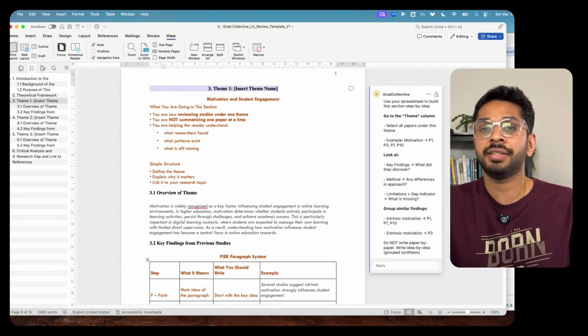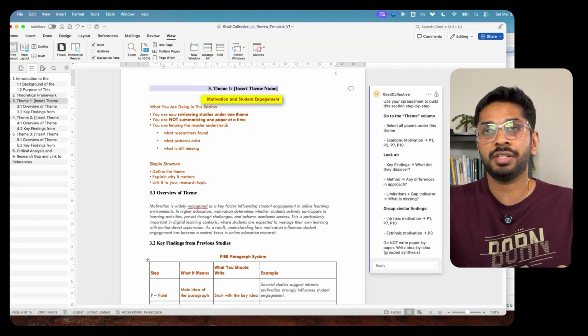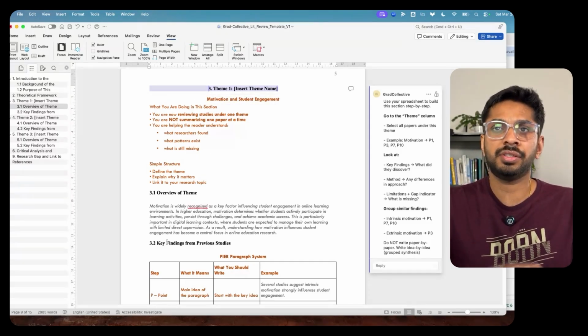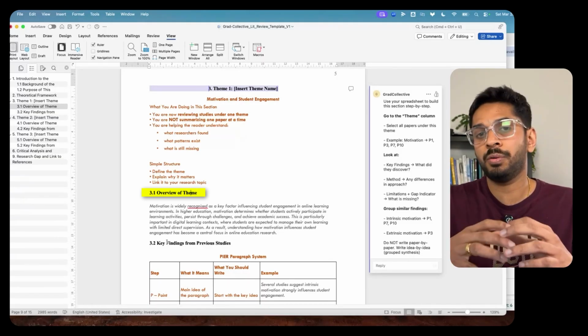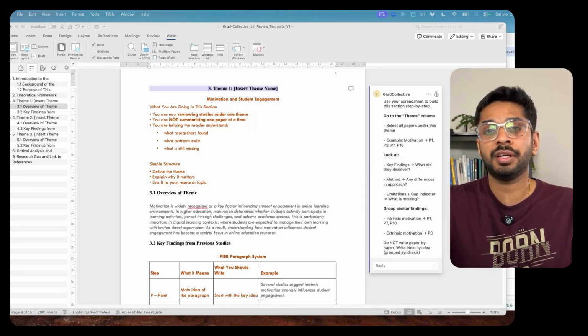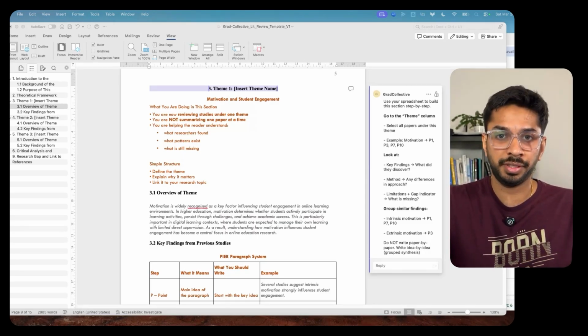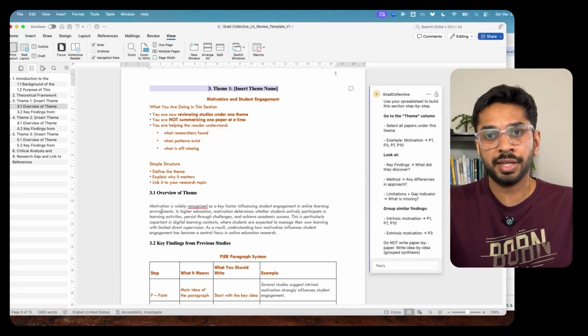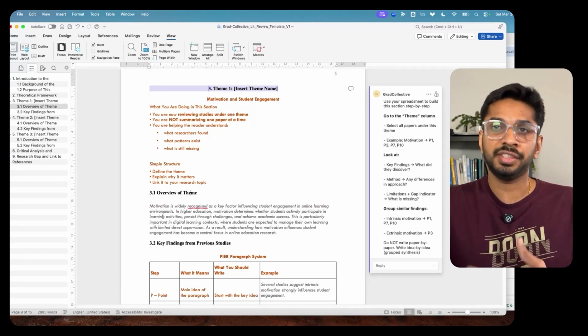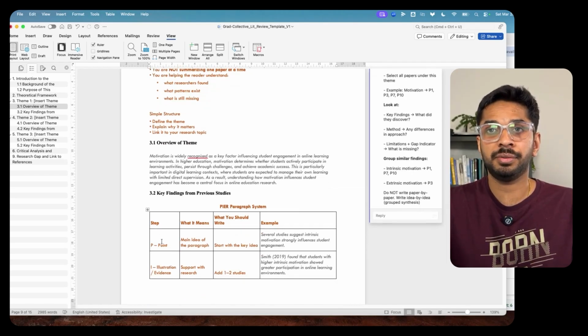And in the template, I've given an example, which is motivation and student engagement. So you start with a subsection, which essentially explains the overview of the theme. Define the theme and say why it matters. And most importantly, you link it back to your research topic. You look at the example here, it clearly explains what motivation is and why it matters in online learning. So you're slowly setting the context for this theme before you actually dive into more details.